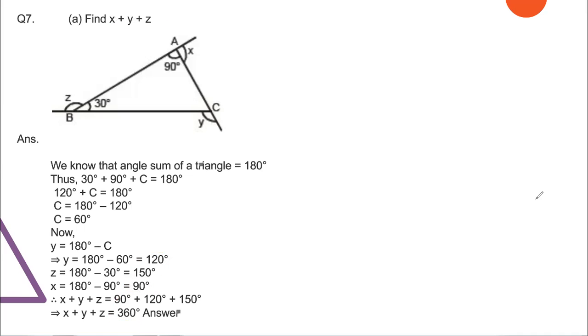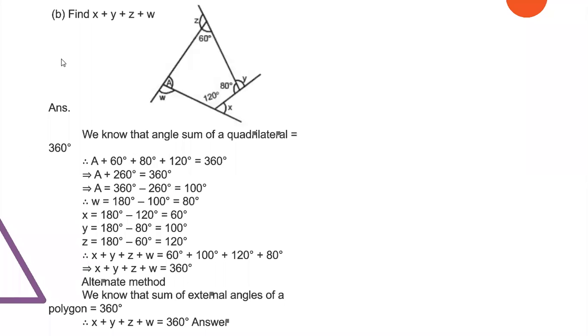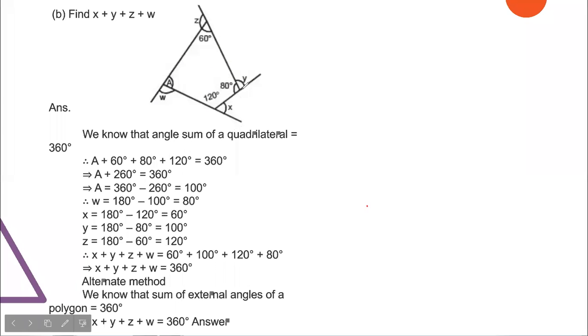Let us move on to part number B. So here I have B. It says find x plus y plus z plus w. This is also quite similar, guys. If you can, just pause the video and try it by yourself. Okay, if you have got it, let's check our answer. If not, let us know your mistake.